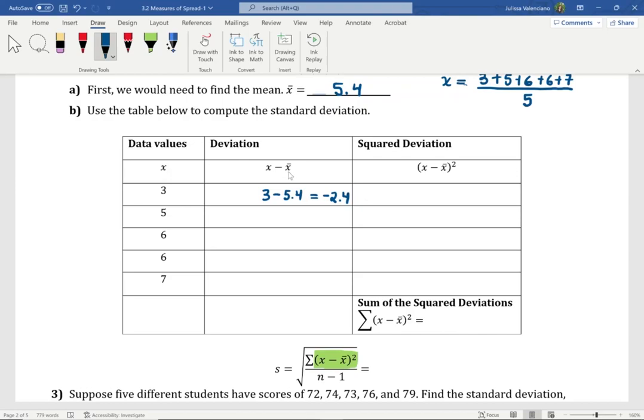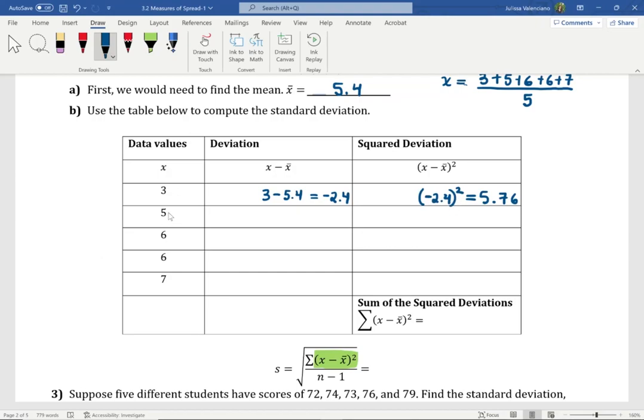Once we have x minus x bar for this first value, we need to go ahead and square that expression. So I'm going to do it here. We have negative 2.4. We need to square this value, and we get 5.76. Make sure to place parentheses around negative 2.4. Why? Because you want to take the square of negative 2.4, not just the square of 2.4.